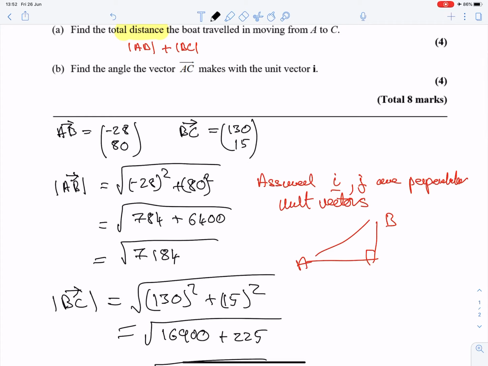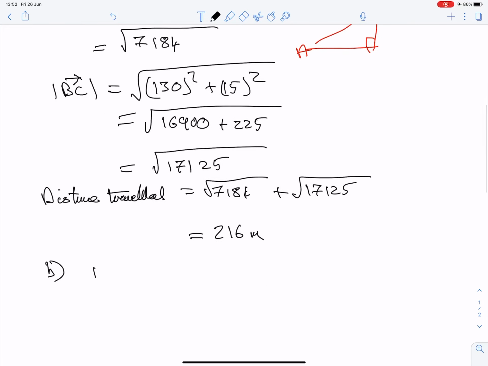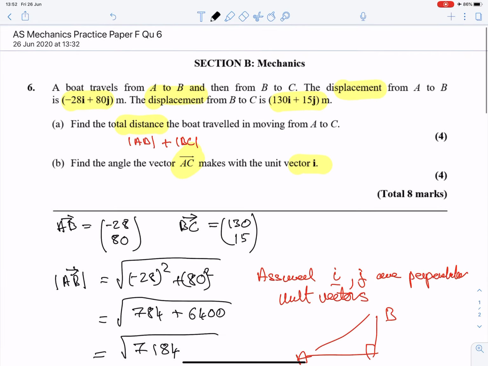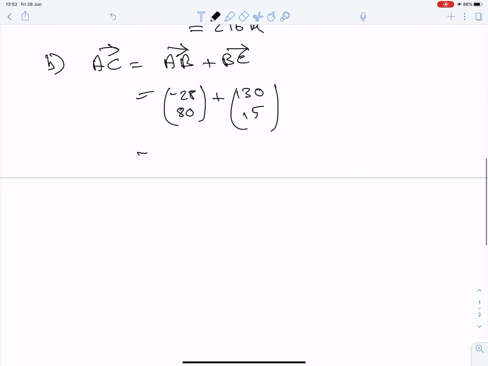Part B. Find the angle the vector AC makes with the unit vector i. So to do that, we need the vector AC. So A to C is equal to A to B plus B to C. AB was minus 28, 80, plus 130 and 15, if I've remembered correctly. Let's just check that. Yes, I have. So when we add those up, we get 102 and 95.